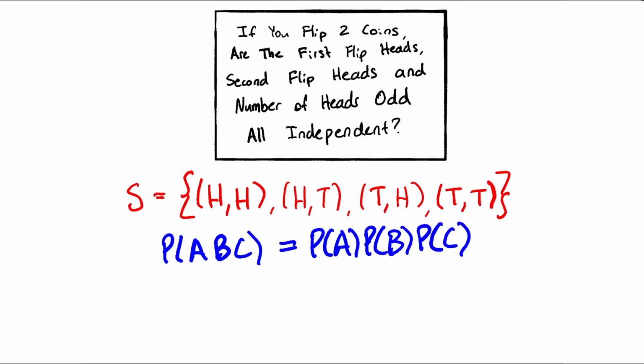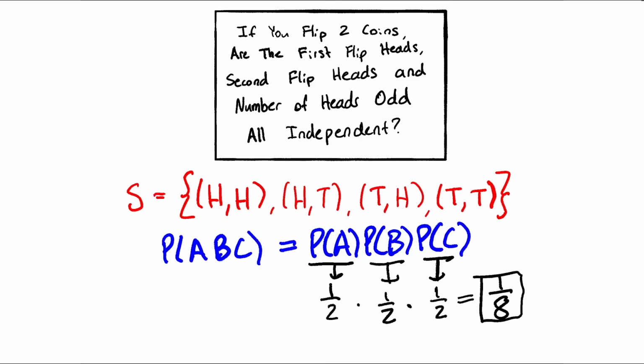If we look back at our sample space, we again find that the probability of A, that the first coin flip is heads, is 1/2. The probability of B, that the second coin flip is heads, is also 1/2. And the probability of C, that there are an odd number of heads total, is also 1/2. So that means this right side of the equation equals 1/8. Now the question is, does this also equal 1/8?